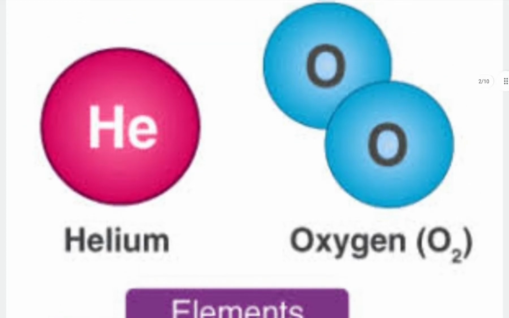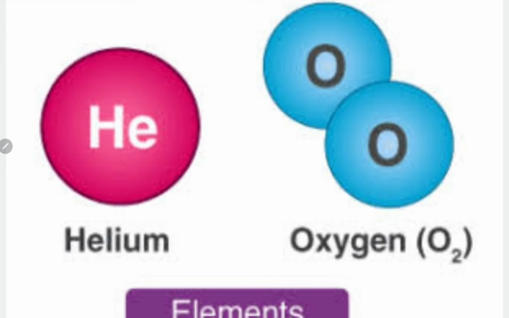So before that, this is the atom helium, and here we can see two oxygen atoms. How many oxygen atoms are there here? There are two oxygen atoms, and here there is one helium atom. So this is the chemical symbol of helium, He, and this is the chemical symbol of oxygen, O. So here there is one helium atom, and here there are two oxygen atoms.